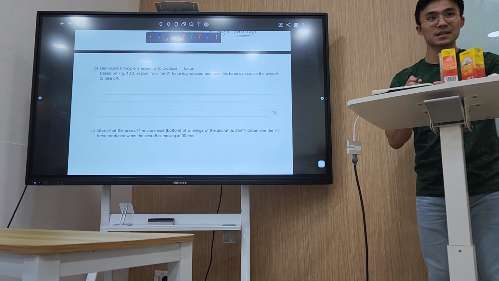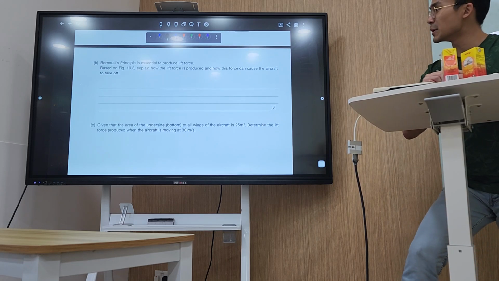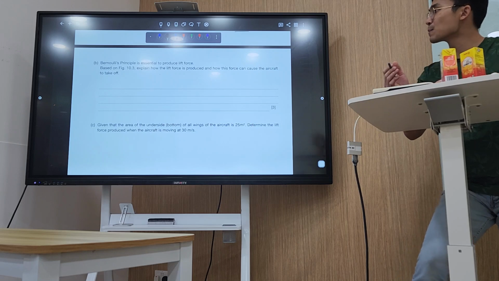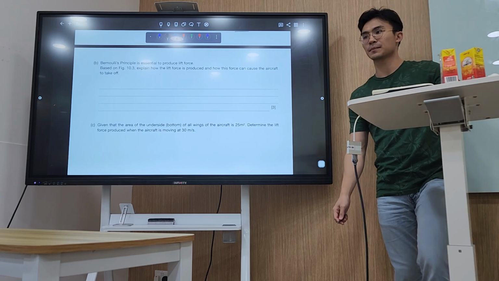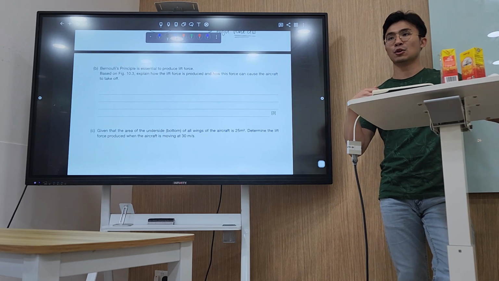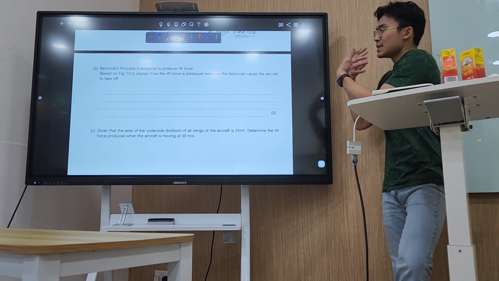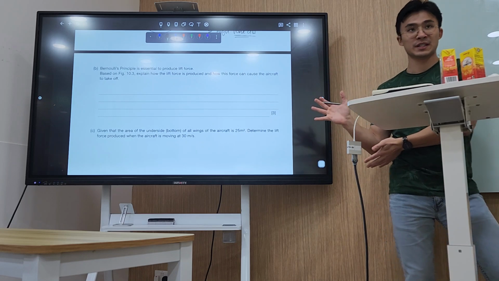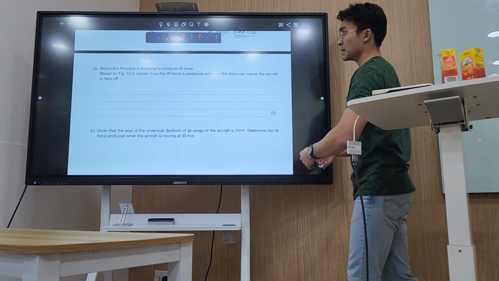So in your own words, try to phrase the answer for part B. Bernoulli's principle is essential to produce lift force. How is the lift force produced and how does this cause the aircraft to take off? Just in your own words. If you want to use point form, go ahead. I'm going to go through it real soon. I just want to see whether you can at least get the concept, even if you do not phrase it well. Don't worry about exam criteria or keywords.